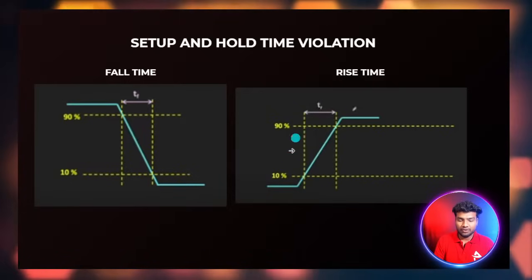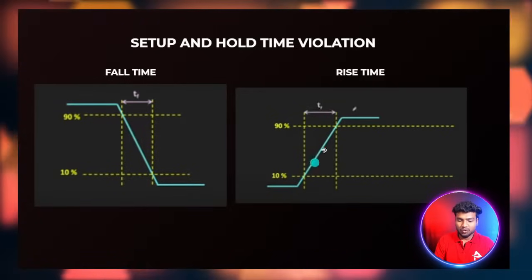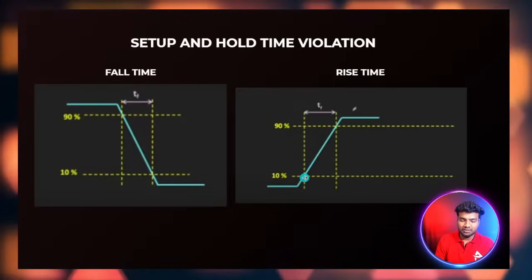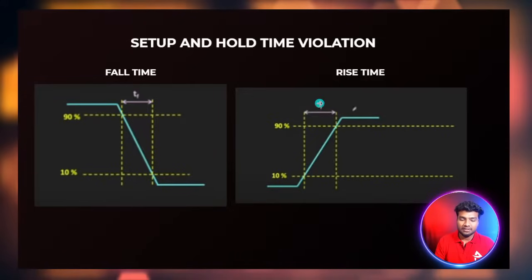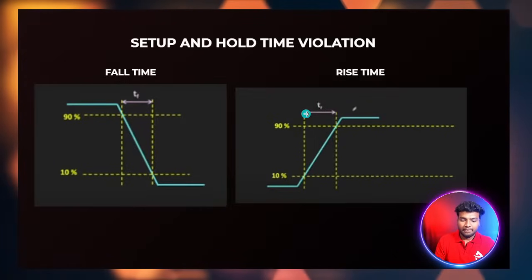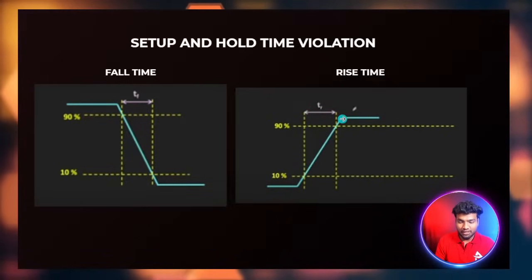Okay, I think it's clear for you. You can see here there's a graph with a transition from 0 to 1. It will take some time. From 10% to 90% of the transition, it takes some time, and that time is called the rise time. Rise time is nothing but the transition between 0 and 1.